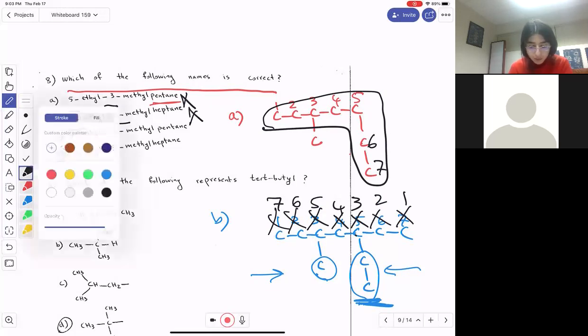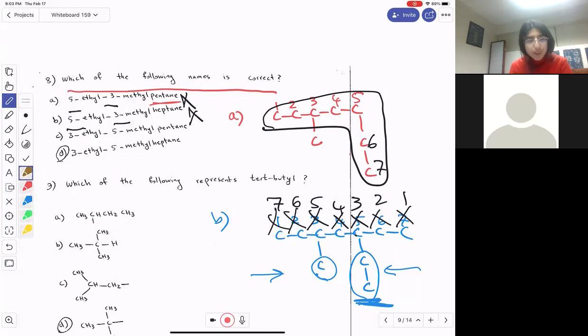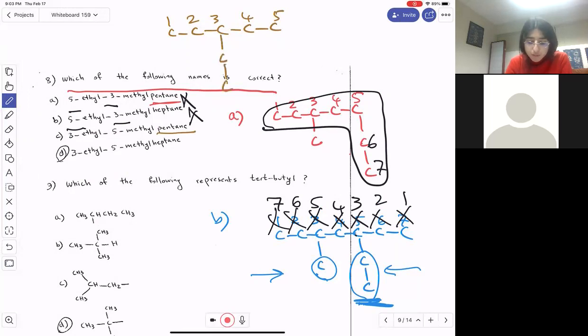Let's do the third one. I'm going to change the color. And it's kind of cool that you can see that too. When I write it on the board, you cannot see my palette. Pentane is 5. 1, 2, 3, 4, 5. 3 ethyl, 5 methyl. You see why this is wrong? Here we should name it this way, because we encountered the branch first on carbon number 1. So this is why this is wrong.